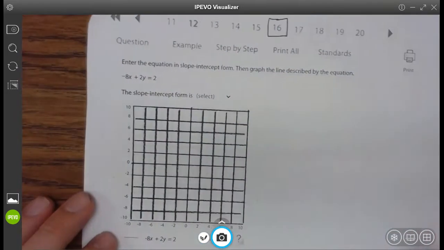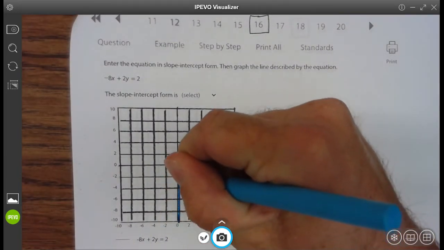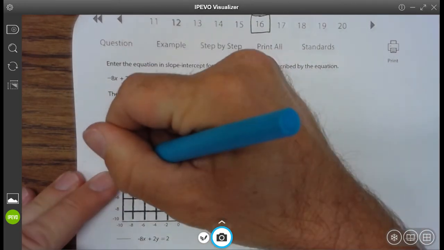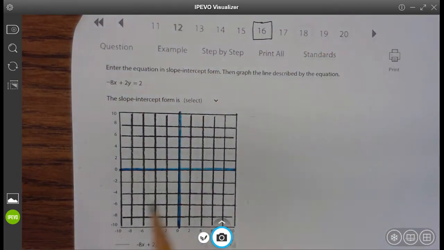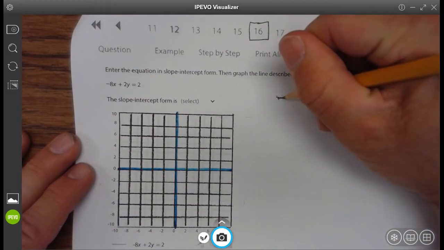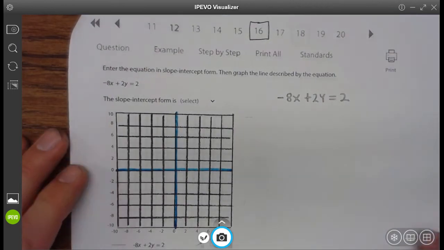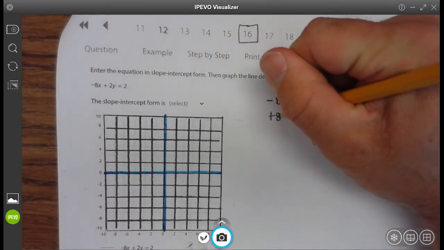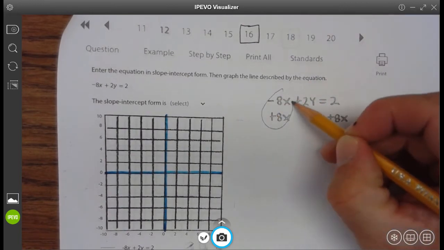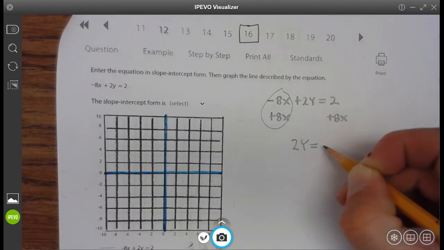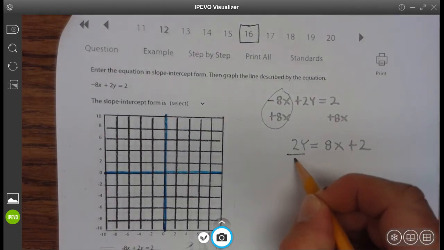All right, example 16. And again, let me highlight the x and y axis. Now, in this case, we need to solve for y before we can graph it. So we have -8x plus 2y equals 2. Our first step is we're going to add 8x to both sides. Well, -8x and 8x is 0. You get 2y equals 8x plus 2. Last step, divide everything by 2.